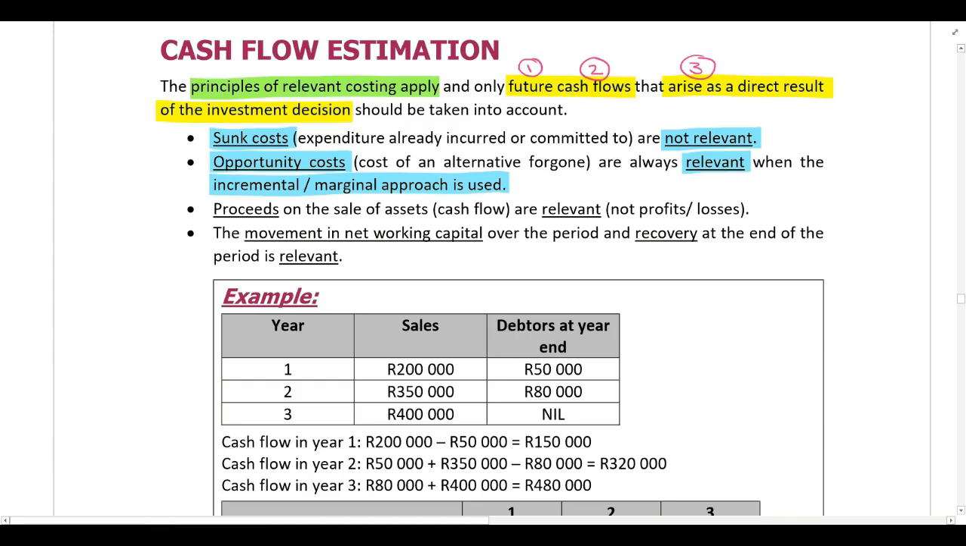Then in addition to that, because we are dealing with cash flows, depreciation or any other non-cash income or expenses are obviously not relevant. So if the company sells a machine, any profit or loss on the sale of that machine is not relevant because that is not a cash flow. Instead, what we take into account is the proceeds on the sale of the asset because that is the cash flow. We then also need to take into account the movement in net working capital as well as the recovery at the end of the period.